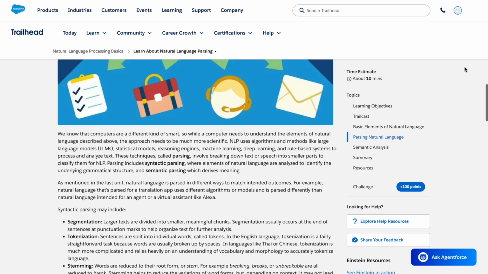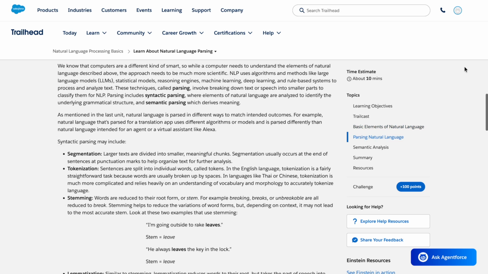We know that computers are a different kind of smart, so while a computer needs to understand the elements of natural language described above, the approach needs to be much more scientific. NLP uses algorithms and methods like large language models, LLMs, statistical models, reasoning engines, machine learning, deep learning, and rule-based systems to process and analyze text. These techniques, called parsing, involve breaking down text or speech into smaller parts to classify them for NLP.